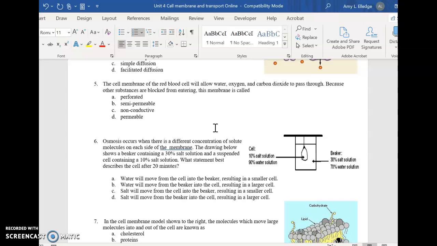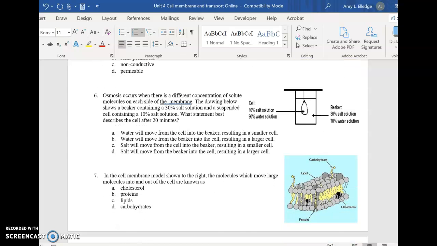Number 5, the cell membrane of a red blood cell will allow water, oxygen, and carbon dioxide to pass through. Because other substances are blocked from entering, the cell membrane is called, so in other words, it lets some things through and not others. And that is called semi-permeable, because some things can permeate through and some things cannot, semi-permeable.